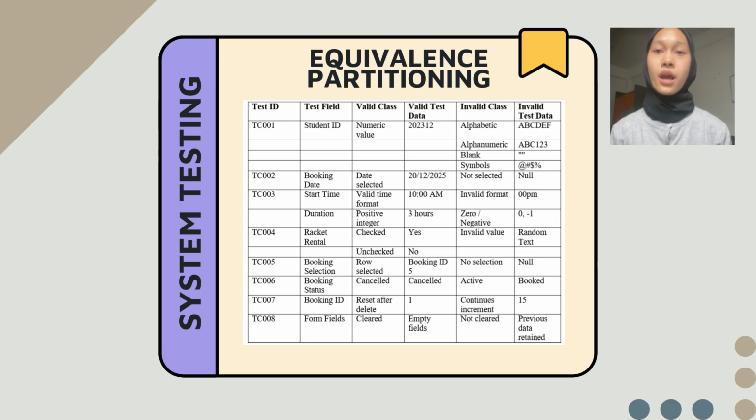Next, number 7, we have booking ID resets. After deleting all records, the booking ID should reset to 1, and if the ID continues incrementing, it is considered an invalid behavior. And for the last one, we have form field. After a successful booking, all form fields should be cleared, and if previous data remains, it is considered invalid.